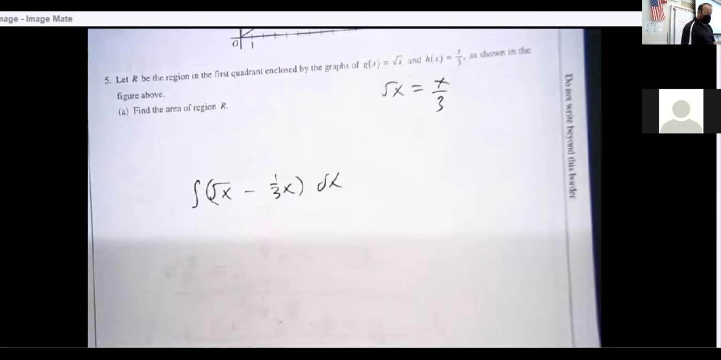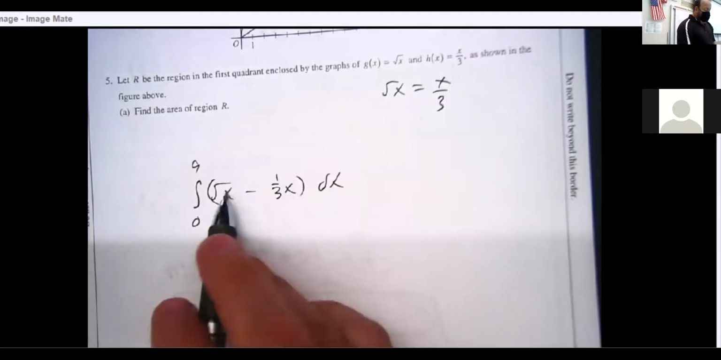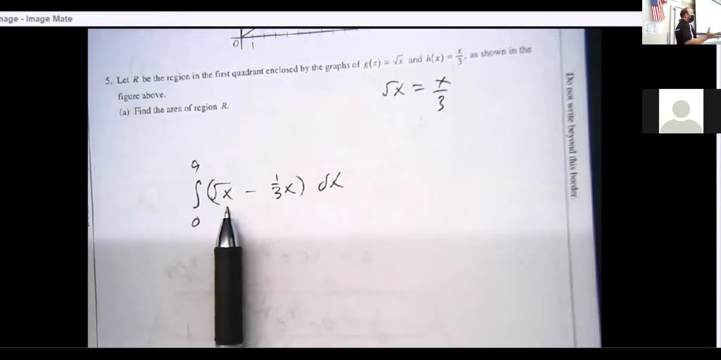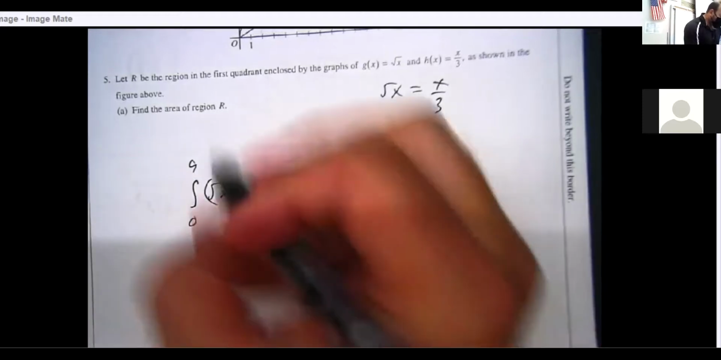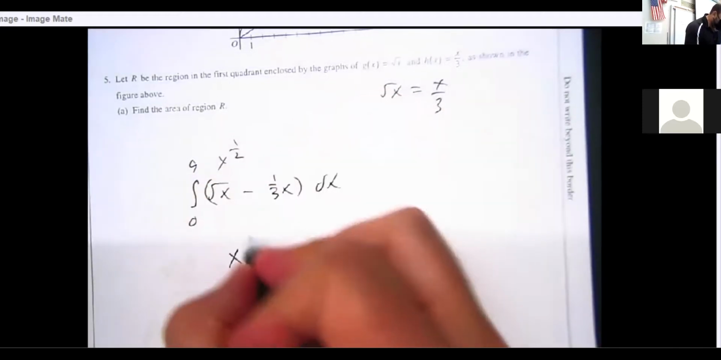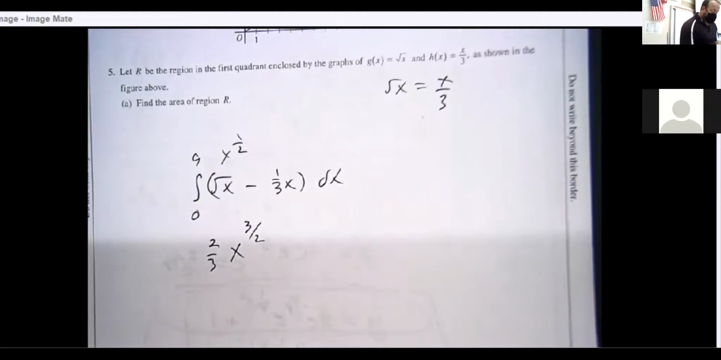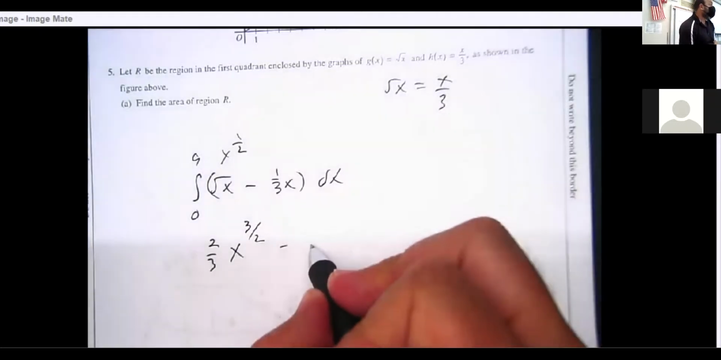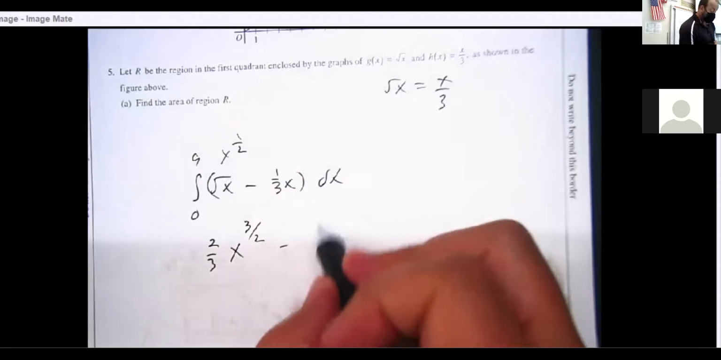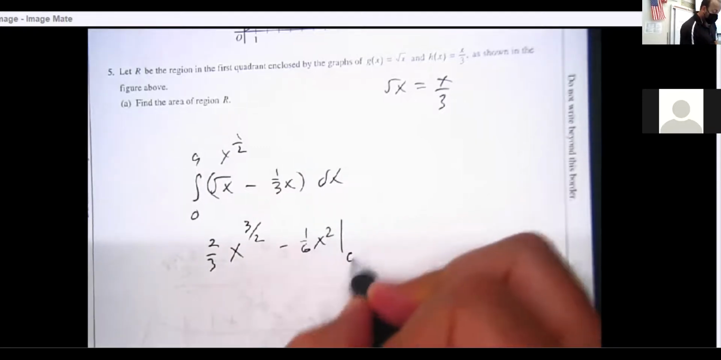From 0 to 9. Now again, power rule is something I've told you to embrace, right? Instead of thinking of that as a square root of x, what do you want to think about as x to the half, right? So if you think about this as x to the half, we're going to do our antiderivative. What about 1/3 x cubed? What's that going to be? What is it, everybody? 1/6 x to the second from 0 to 9.